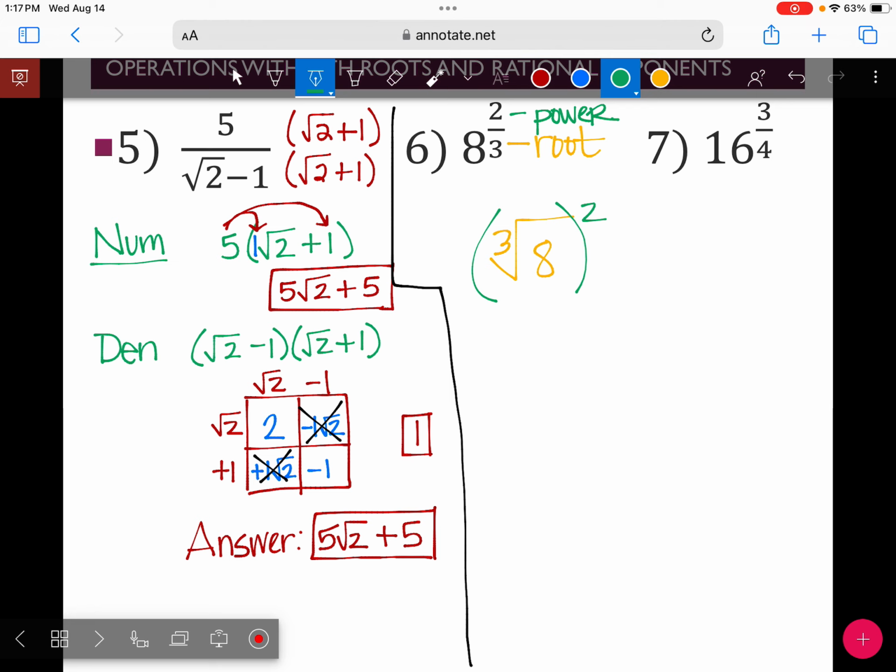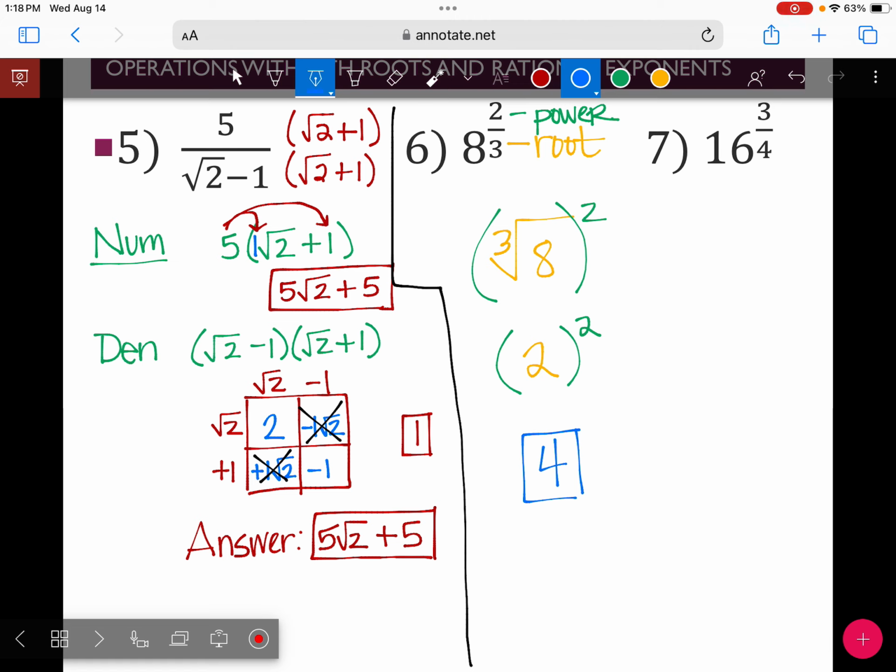So we got to figure out what the cube root of 8 is. Does anybody know? Raise your hand if you know. Don't tell me the answer, but does anyone know what the cube root of 8 is? What number multiplies 3 times to give you 8? 2. So what we really have inside of our parentheses is just a 2. Now we're going to take that 2 and raise it to the power of 2. 2 to the power of 2 is 4.